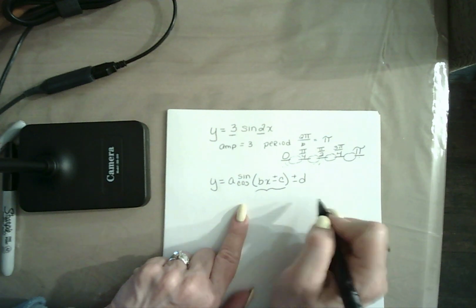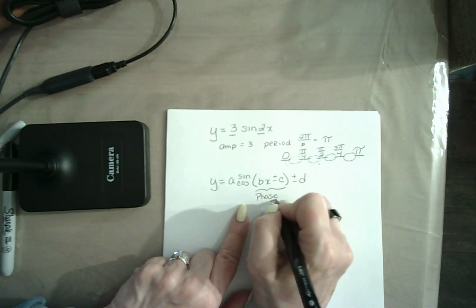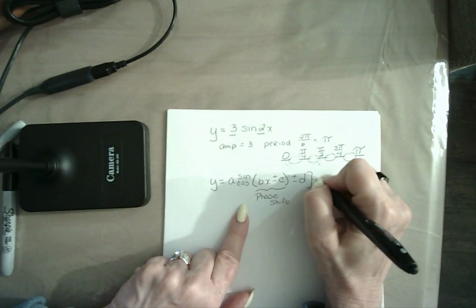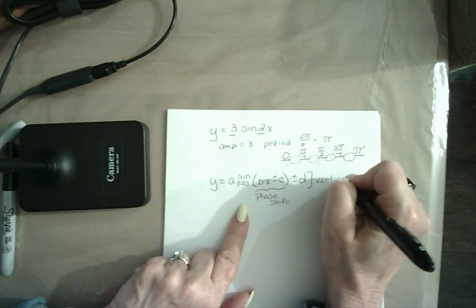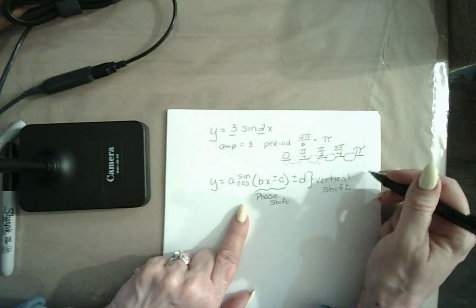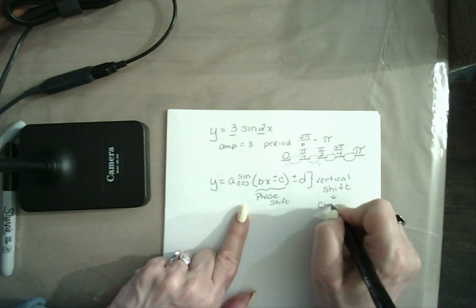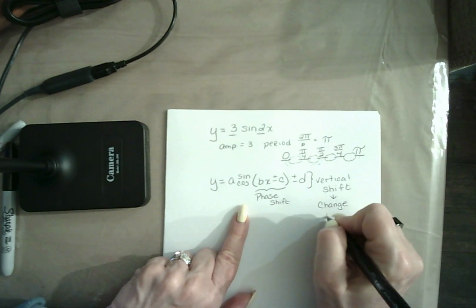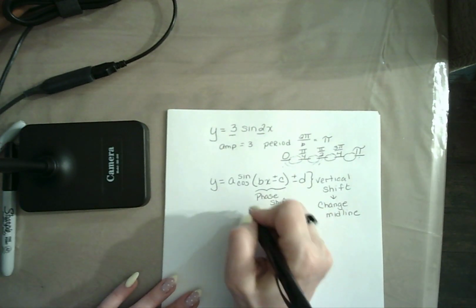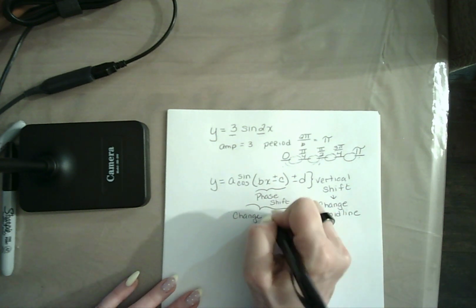This is going to be your horizontal movement, or what we now call our phase shift. This here is going to be our vertical shift. Our vertical shift is going to move the graph up and down. What this is going to do is change your midline. And what this is going to do is change your starting point.